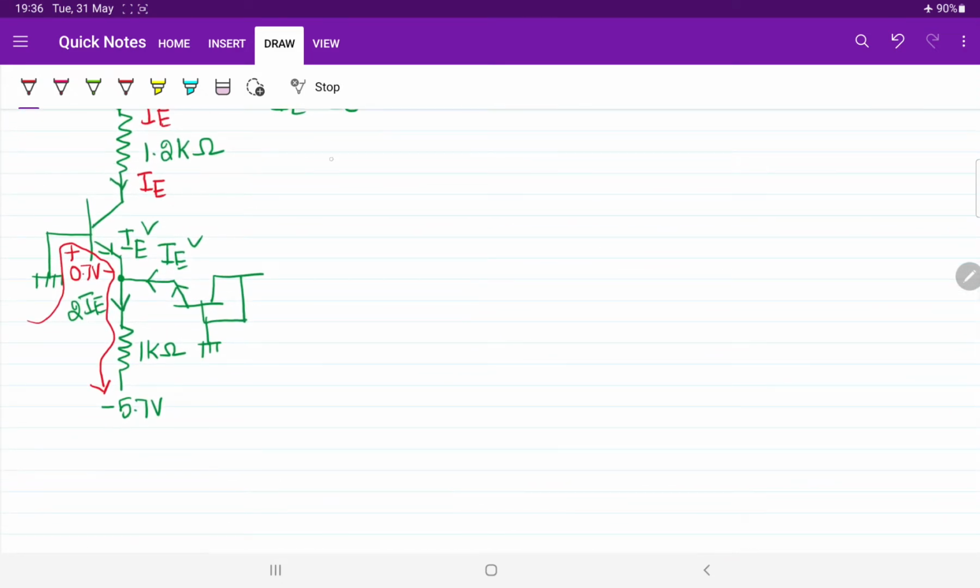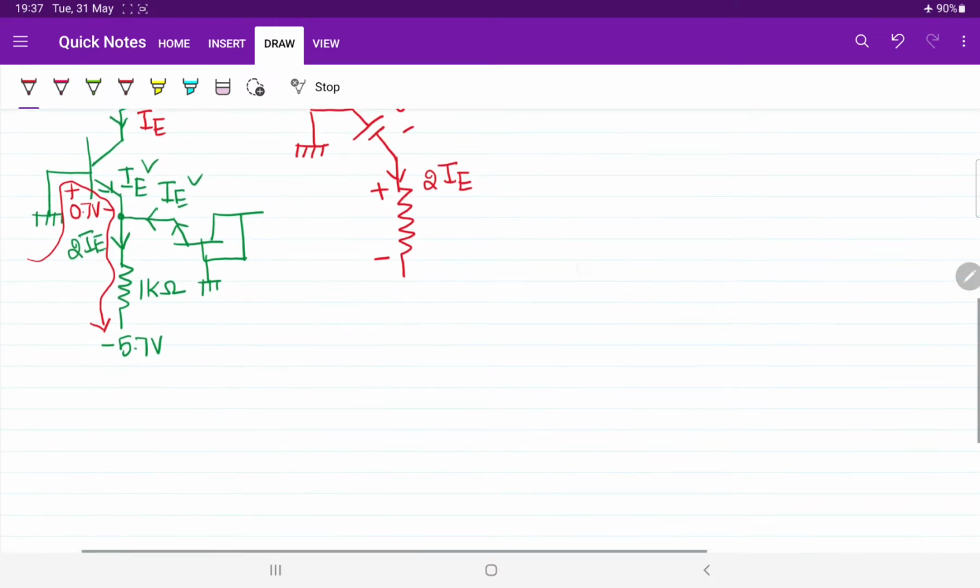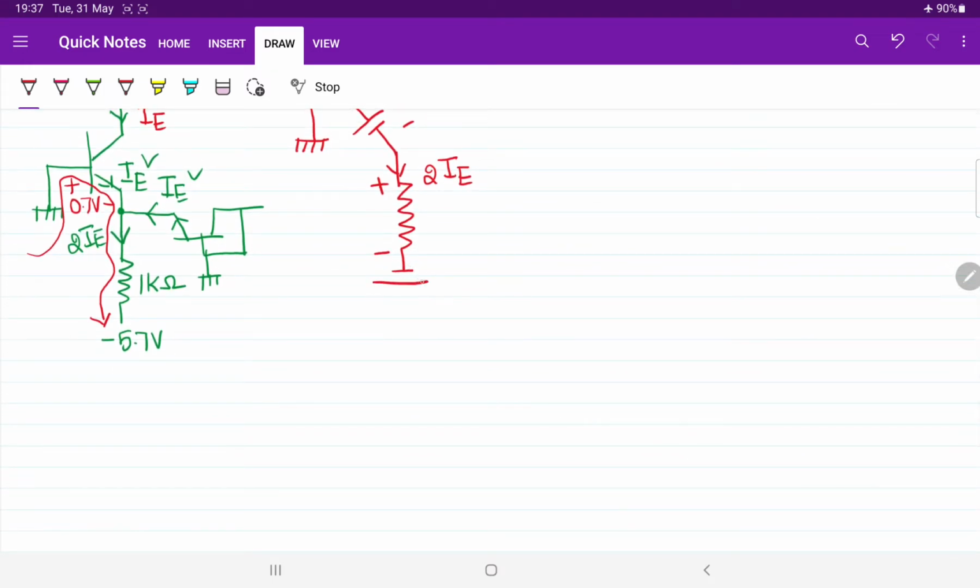For your understanding, let me redraw only from the base. The base is grounded, then we have to cross the transistor. The transistor equivalent circuit is a base to emitter drop of 0.7 volts. Then we have to consider the emitter resistance. The current entering into the emitter resistance is 2 times IE. You know the reason. For the resistor, the current entering point is plus and the leaving point is minus. Then they gave the battery voltage as negative. Negative means the minus terminal should be connected to the circuit. The positive plate is connected to the ground.